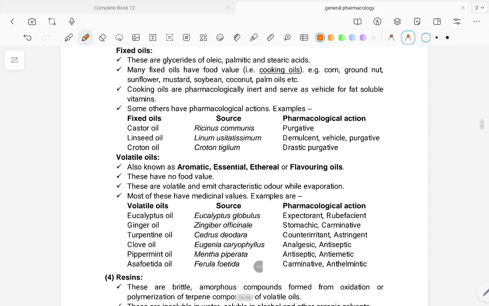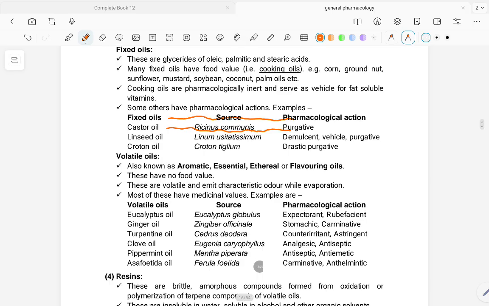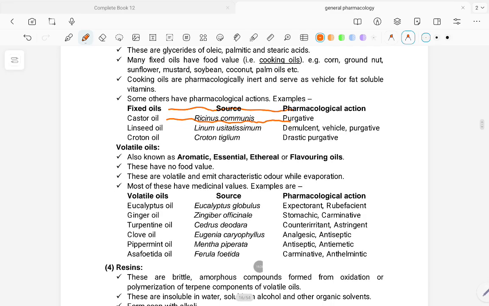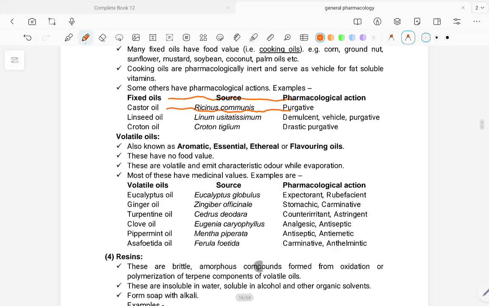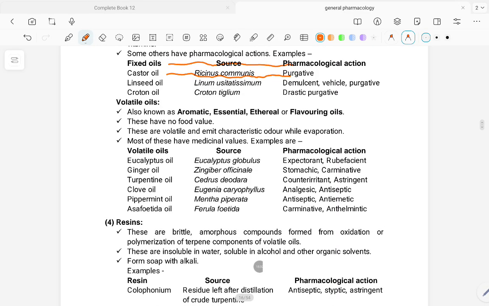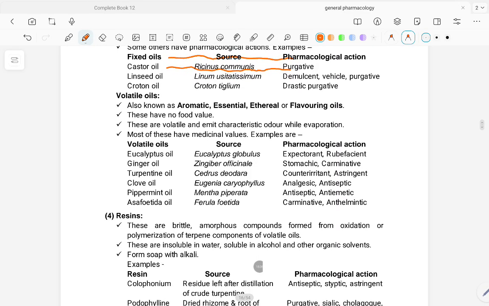Example: fixed oil, source, pharmacological action. Castor oil, from Ricinus communis, is a purgative. Linseed oil, from Linum usitatissimum, is an emulsion vehicle. Croton oil, from Croton tiglium, is a drastic purgative.